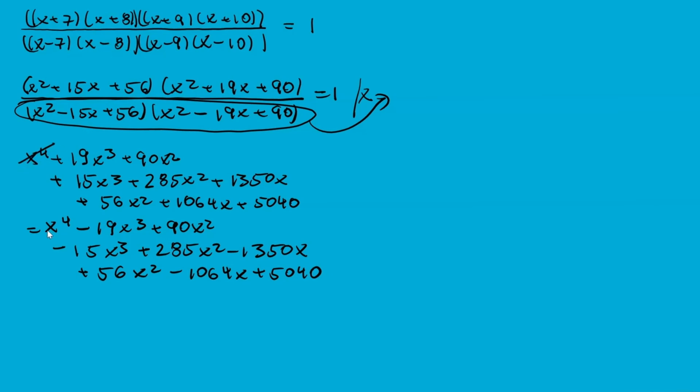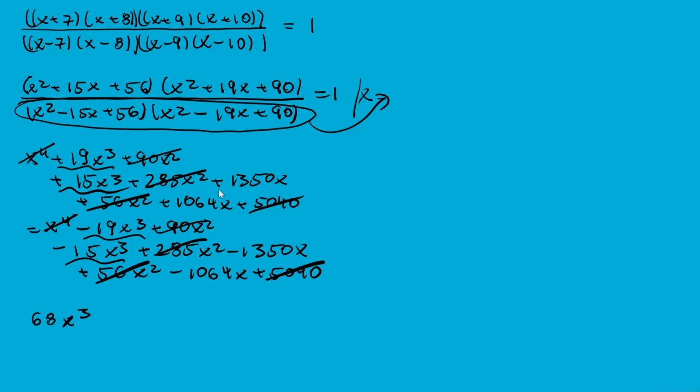And now we can cancel out quite a few terms. We have x to the power 4 here and here. Then we have 90x squared here and here. We have 285x squared on both sides of the equation. The same goes for plus 56x squared and for 5040. And let's see what we are left with. We have some terms with x to the power of 3. This one, this one, this one, and this one. And I'm going to transfer all of them to the left-hand side of the equation. 19 plus 15 is 34. And we have this twice, so we have 68x to the power of 3.